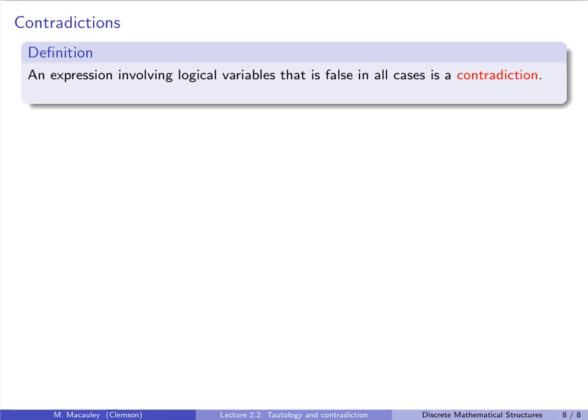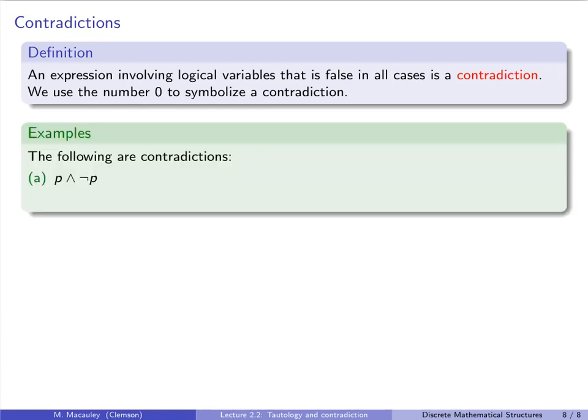Finally, we conclude with a definition of the opposite of a tautology. An expression involving logical variables that is false in all cases is a contradiction. We use the number 0 to symbolize a contradiction. I'll show you two contradictions. The first one is P and not P. Let me draw the truth table for that. So P, 0, 1, not P, 1, 0, and P and not P is just the conjunction of these two.